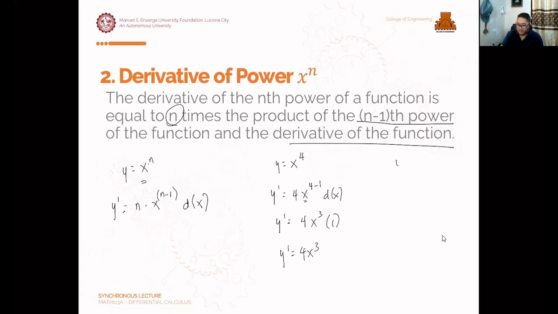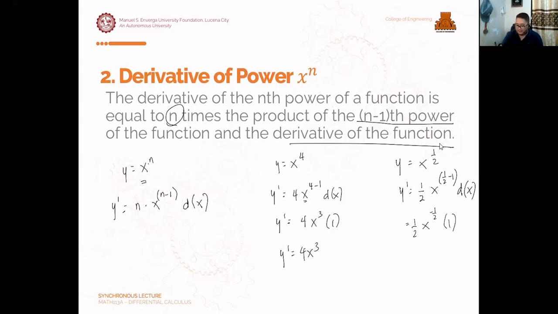Another example, halimbawa, we have y is equals to x raised to 1/2. So again, derivative natin will be, bababa natin yung 1/2, then yung x, yung exponent natin, maminusan natin ng 1, and then derivative ng variable natin, which is x. Okay? So this will be 1/2 x, the 1/2 minus 1 is negative 1/2. Then derivative ng x ay 1. Okay?